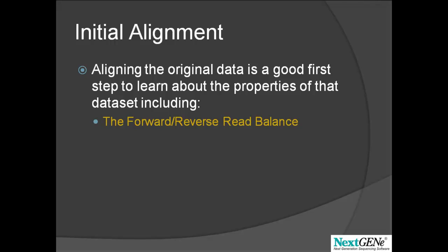The first of these properties is forward-reverse read balance. In whole genome data, you will ideally see half of the reads aligned in the forward direction and half aligned in the reverse direction. Sometimes capture data only aligns in one direction. This will affect mutation scores and the condensation tool.